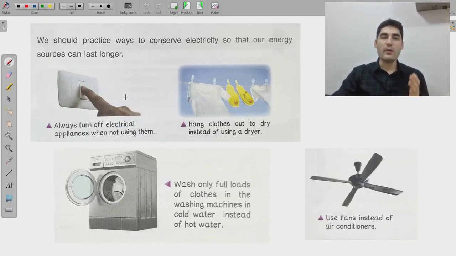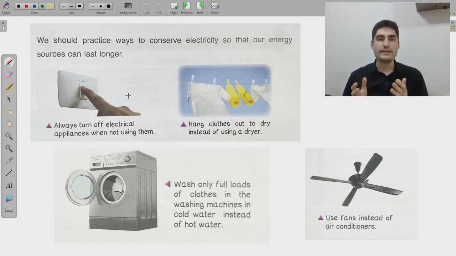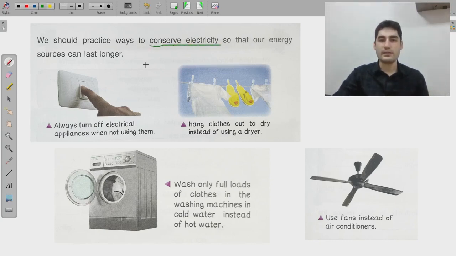Let's look at the next one. So, how can we use electricity less? Because electricity is a power, we should use less. How can we do that? Another term to say this is conserve electricity. Conserve electricity means save electricity.